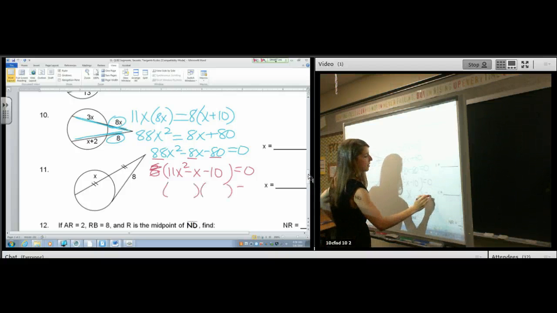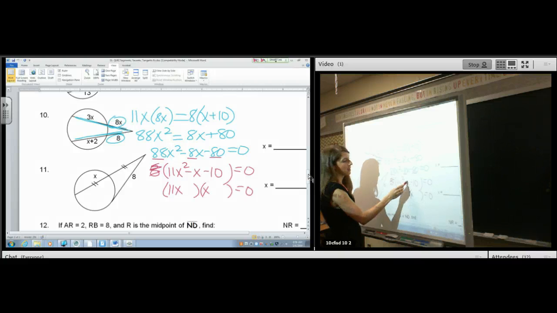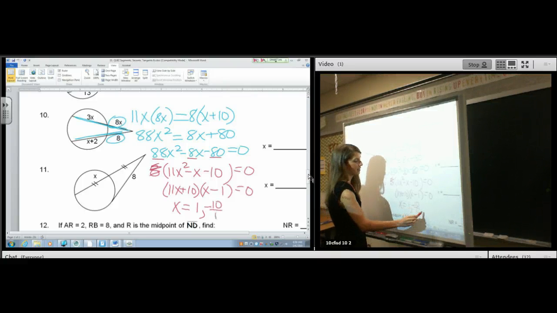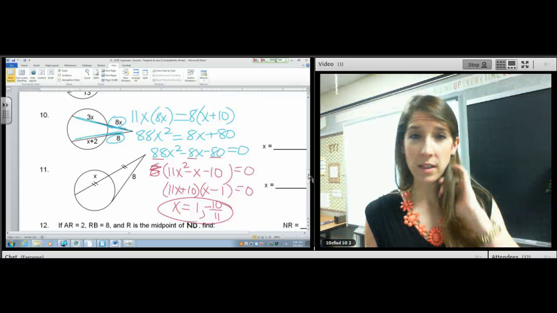Now I can factor. I'm going to put 11x here. I'm going to put x here. I need to make a -1, and I need to use a 10. Oh, 11 minus 10 will get me a -1. I want the 11 to be negative, so I'm going to put a minus there and a plus there. So the solutions are 1 and -10/11. Now, I know I went quickly through that, and I know that was a lot of algebra.